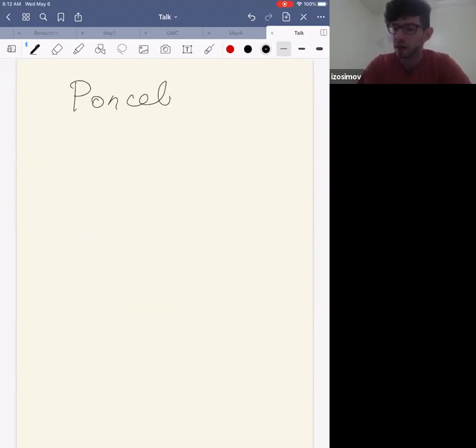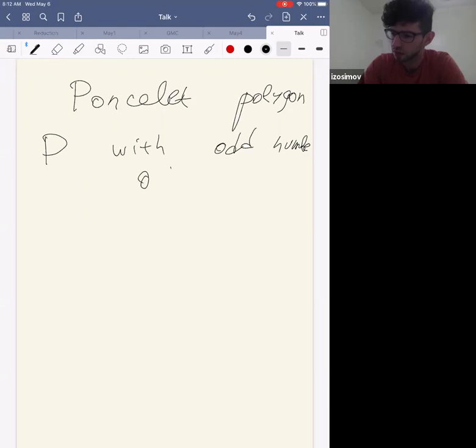Namely, we should consider a Poncelet polygon P. And we will assume that it has an odd number of vertices, because remember, we had this special labeling of the polygon P prime. And for that special labeling to exist, we need to have an odd number of vertices. Otherwise, we just don't know how to label the vertices of this new polygon we obtain. So we have a Poncelet polygon P with an odd number of vertices, and then we just repeat exactly the same construction.